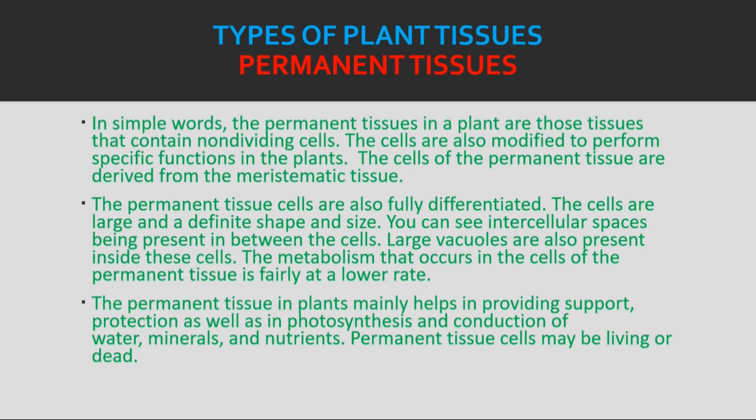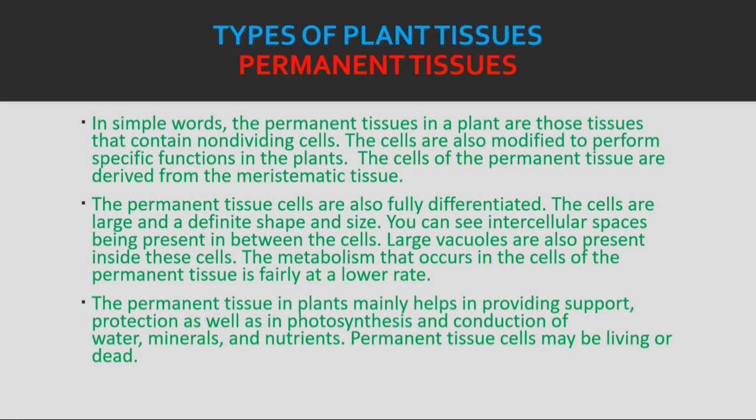In the case of meristematic tissue, we said that they do not have intercellular spaces, meaning spaces between the cells. In meristematic tissue we have seen that there are no spaces, but in permanent tissue we can see intercellular spaces present between the cells. Large vacuoles are also present in these cells, and the metabolism that occurs in the cells of the permanent tissue is at a lower rate.